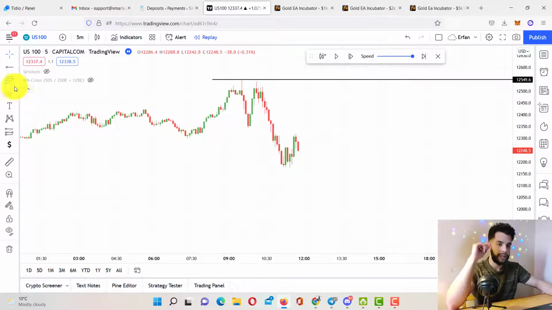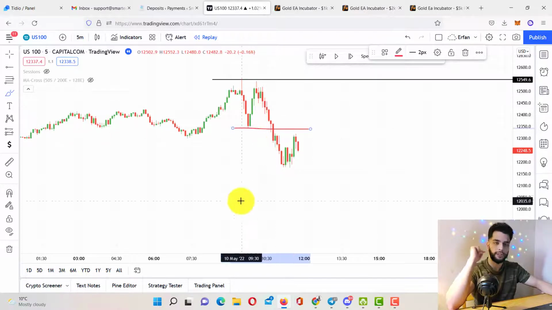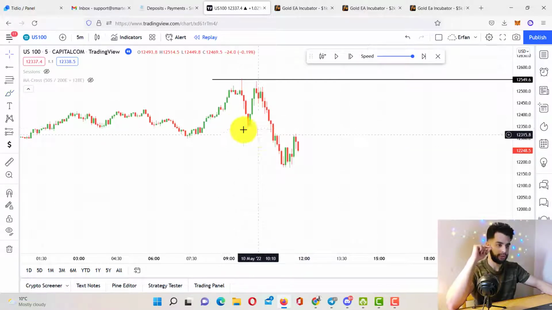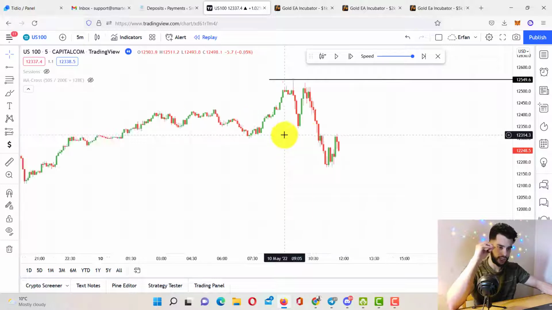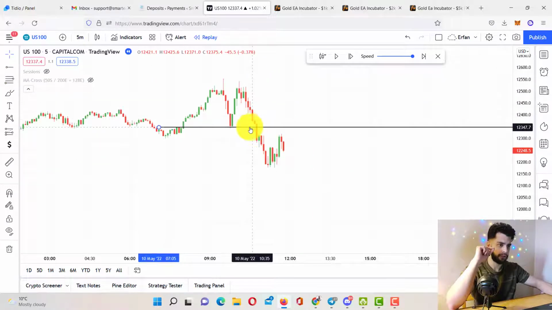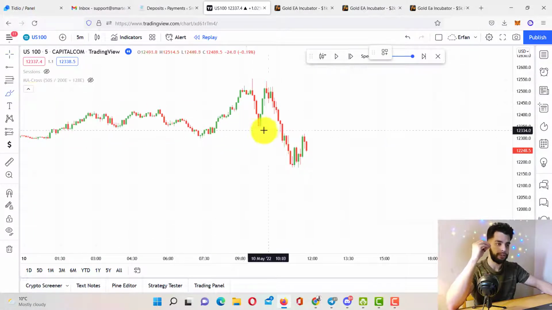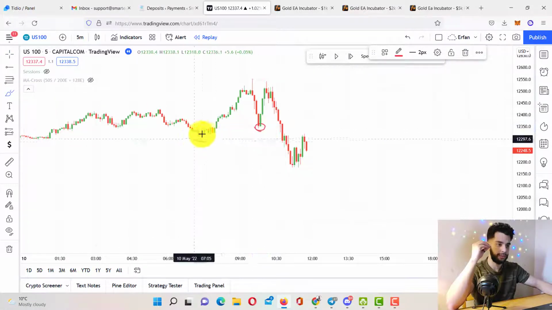And then I noticed that we have like a huge break of a structure below this level. So this is a huge break of a structure. So it means that the trend of the market is changing. Why? Because first of all, we have this break of a structure and this break of a structure, and these are like the obvious support levels that we have, this one and this one.